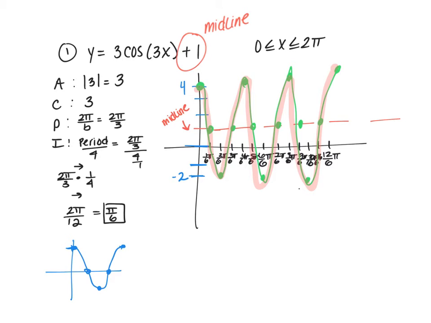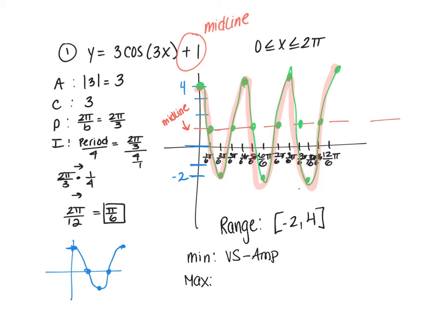And then as we did before, if I'm asking you to find your range, range is the smallest or the minimum to the maximum. And again, if you want the formulas for minimum, you take your vertical shift and you subtract your amplitude.